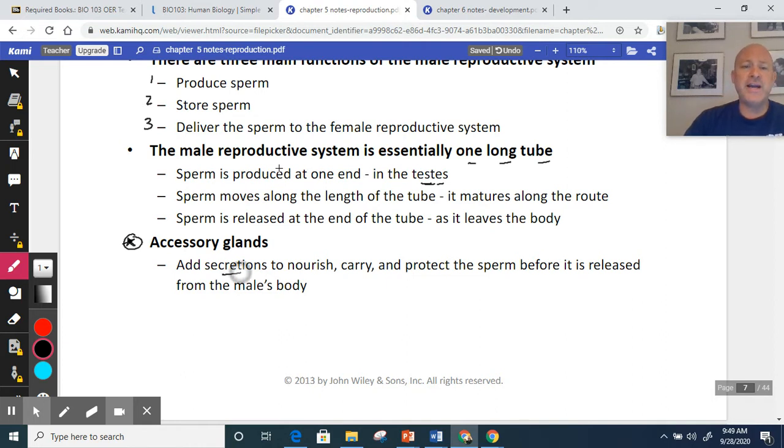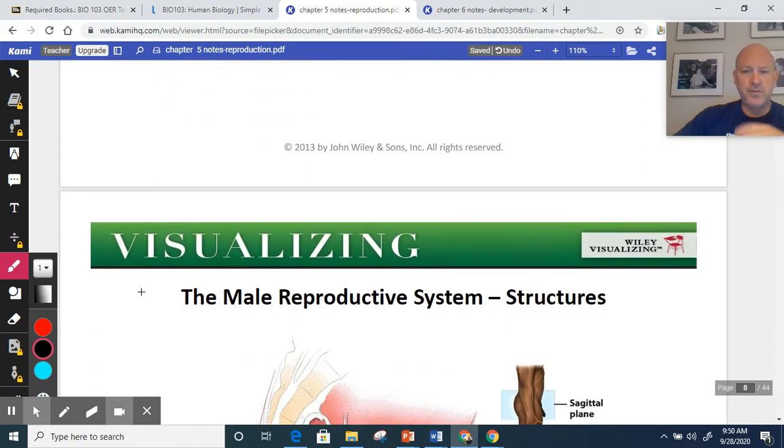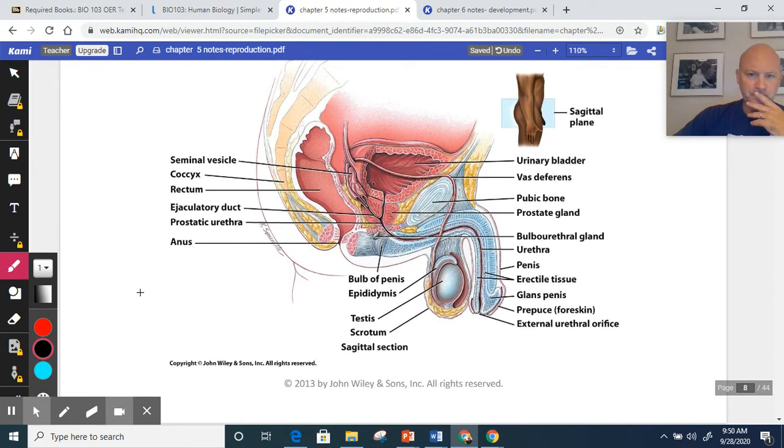And what are they doing? They're adding things to the sperm to help carry the sperm through the tubes, to help protect the sperm as it's leaving the body, nourishing the sperm. Again, the sperm cells, they're going to be moving, right? And because they're moving, they're going to be using a lot of energy. So we have to provide nourishment so they can use energy. So this is a sagittal plane. So you could see if we were able to cut this open at this plane and look inside, what would we see?